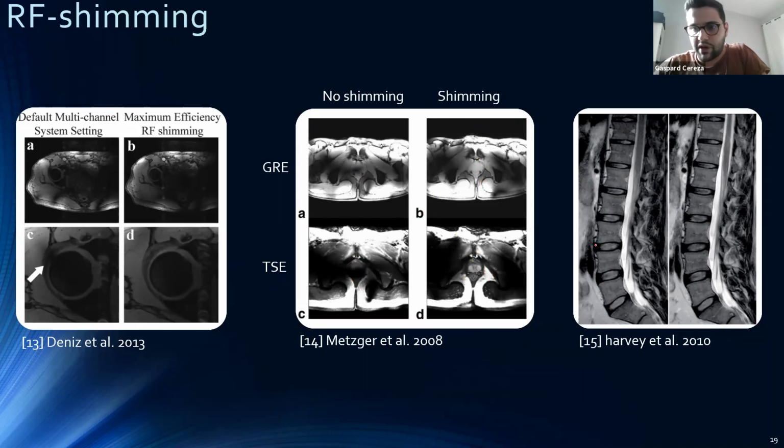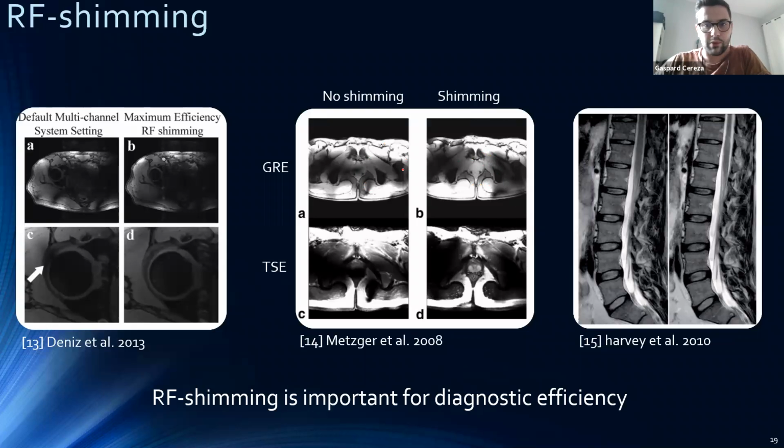And here we have the last example with the lumbar spine, where we can see, especially here on the top, that we have a much more homogeneous spine with the RF shimming than with that. So what is interesting also to observe is that we can only shim over small ROIs with that method. So the region of interest must remain quite small. And we can also conclude that the RF shimming is important for diagnostic efficiency, because it's much easier to diagnose when we have something like this than like this.